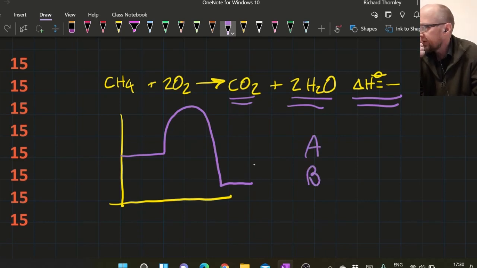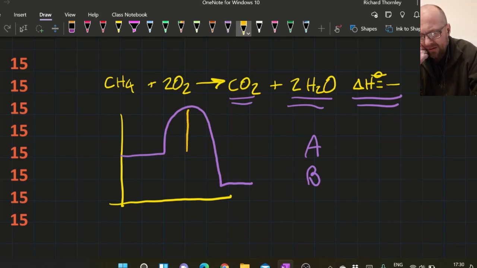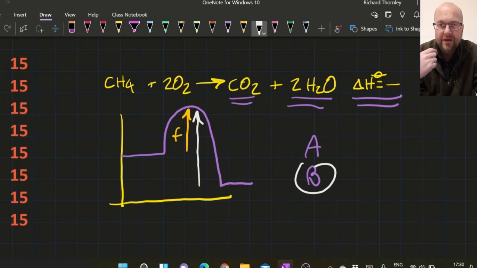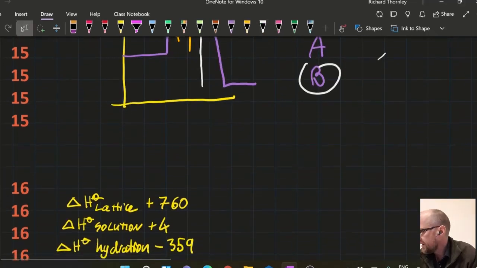Now, the activation energy. So the activation energy for the forward reaction is this. So I do think it's a one-way arrow. And the activation energy for the reverse reaction is that. So the forward is smaller than the reverse. So that's B. Is that B? 15B. Okay. Next one, 16.